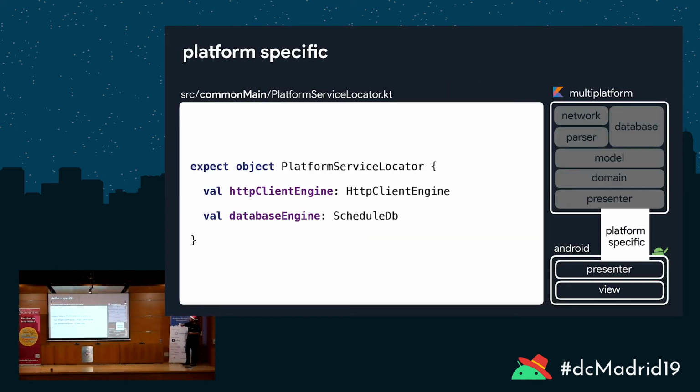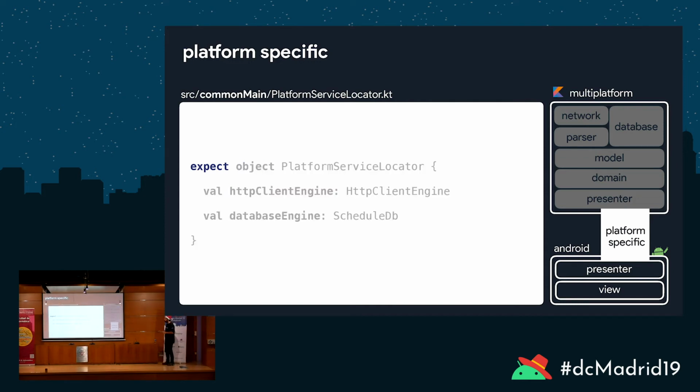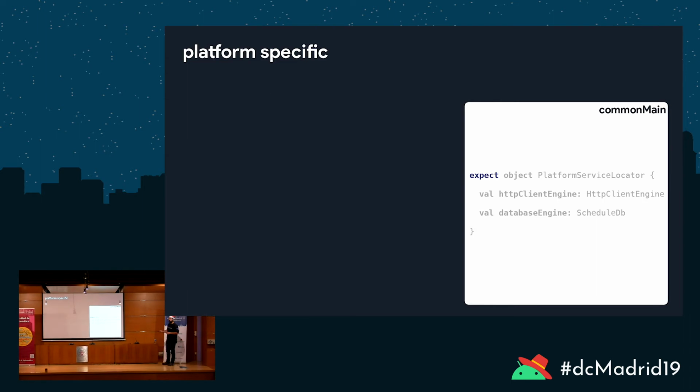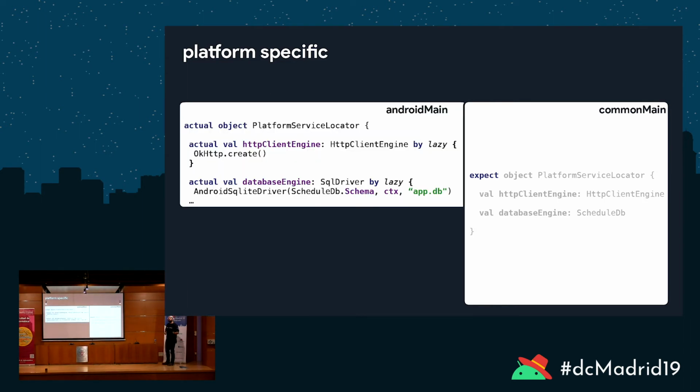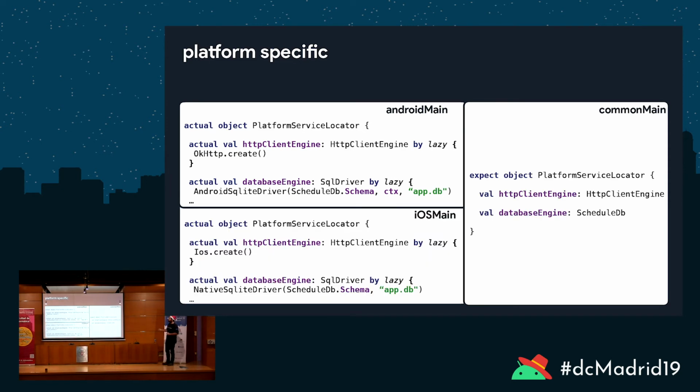So let's see. As I was saying, I'm expecting someone to define this HTTP client engine and this database engine. It's quite simple. We just need to define this on Android and on iOS. And all the libraries that are now available already give you this out of the box. So for Android, I'm going to use OkHttp, and for the database, I'm going to use the Android SQL driver. And for iOS, I'm going to use the iOS native engine, and the native SQL driver that comes with SQLDelight.